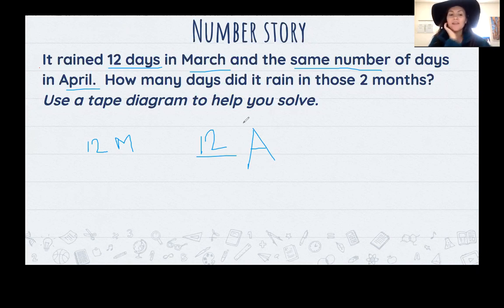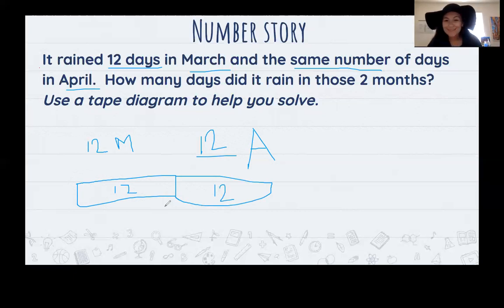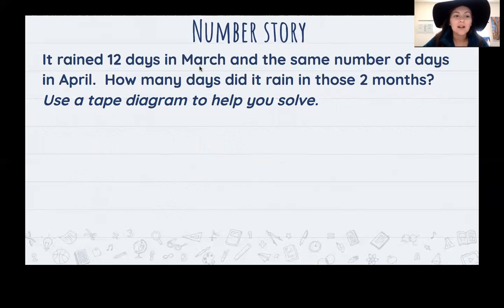All right, now that you've done that, I'm going to try it. How many days did it rain? I'm going to draw a tape diagram. So here's my little tape. I'm going to write 12 inside. Here's my second tape for April, but not as pretty. And I'm also going to write 12 inside. So am I adding or am I subtracting? I don't know. That's for you to figure out. Once you have your answer, go ahead and submit it on your portfolio on Class Dojo General. Let's go ahead and keep moving on.